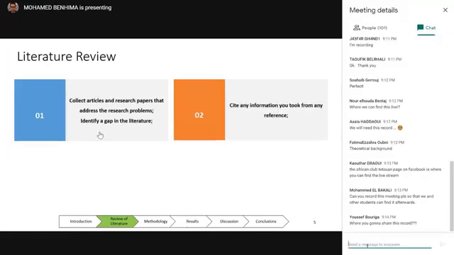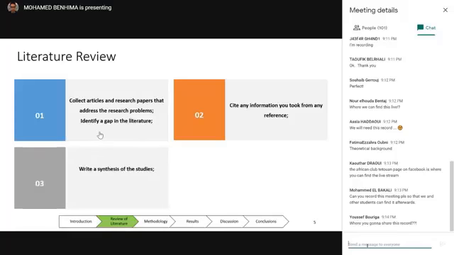Next, we have to cite any information you take from any reference. That is, at this stage, when you read, don't just keep reading like that, because you are going to forget. Whenever you read something, you try to note it down and put the reference and the page number of the information if you are quoting from that article or that research paper.